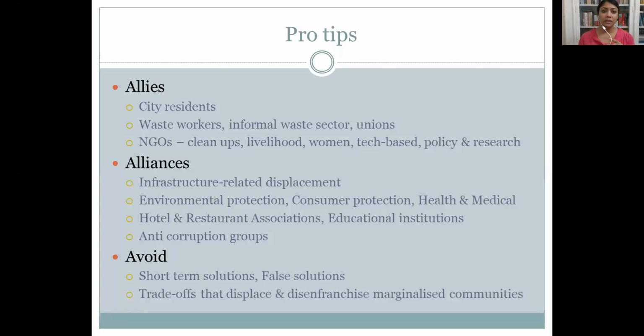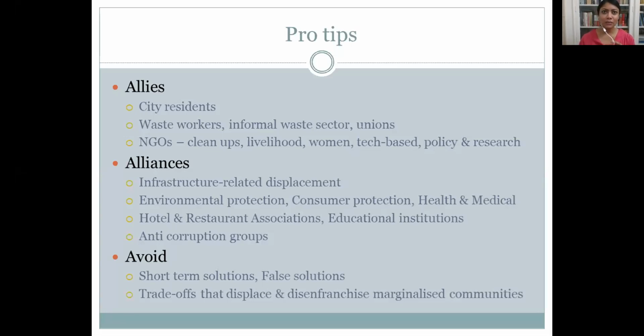Alliances that we actually relied on were environmental protection groups, consumer groups, actually very well placed to make a very strong case for a zero waste system, because they also can talk about food safety, about labeling, the dangers of using plastic, and of course, medical professionals.